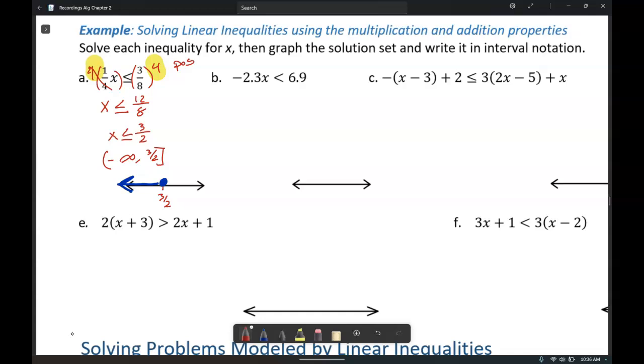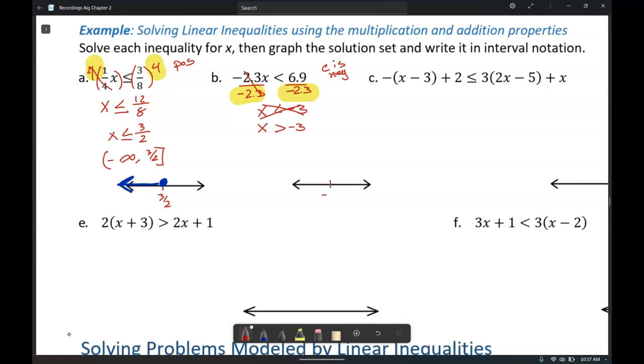Now let's look at b. We need to isolate our variables, so we'll have to divide both sides by negative 2.3. Divide by negative 2.3. That cancels. We have x is less than negative 3. And then now we need to think, did I multiply or divide by a negative value? Yeah, it is negative. So I need to reverse that inequality sign. And so now it's actually going to be x is greater than negative 3.